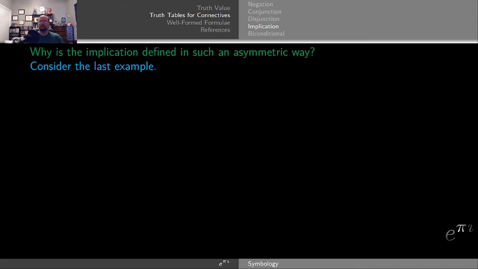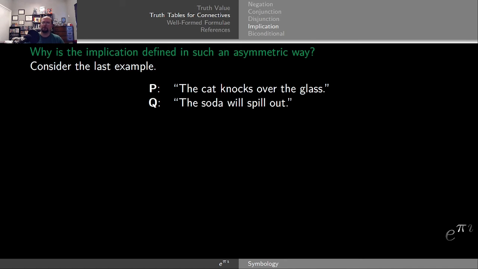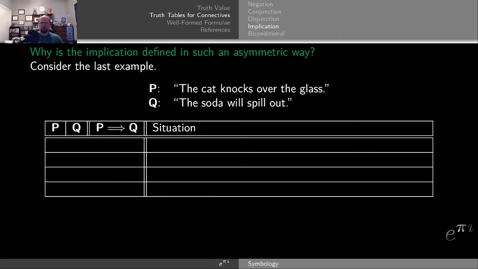For example, let's look at the last example I just talked about, the one with the cat and the soda. Let P be the statement, the cat knocks over the soda, and Q be the statement, the soda will spill out. The idea here is the implication is a causal relationship. The cat knocking over the glass causes the soda to spill out. So, what I want to do is go through each layer of this truth table and see what each of the situations are and why it either validates or violates the implication, and thus why it is regarded as either true or false.